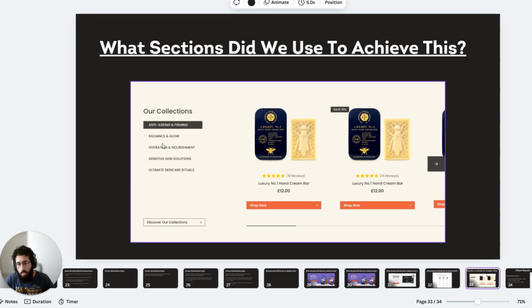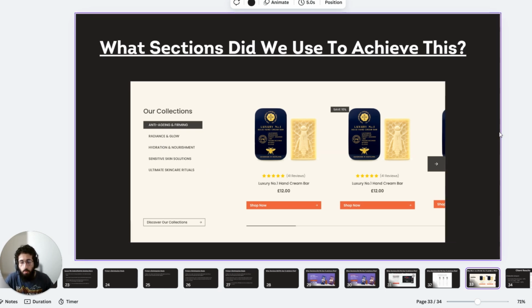And the good thing about the collections that we're using is that the user can scroll through a bunch of different products in each collection, but the collections are labeled based on the goal. And so it's not some technical jargon that no one understands. In this case, it's anti-aging and firming, or radiance and glow, or hydration and nourishment. And so if I want an anti-aging product, then I know I'm in the right collection. If I want a hydration product, then I just click on the hydration section as well.